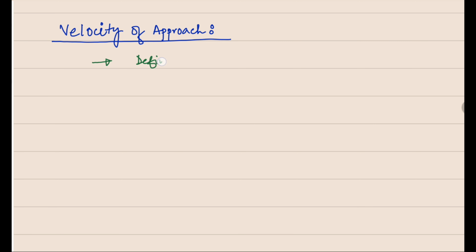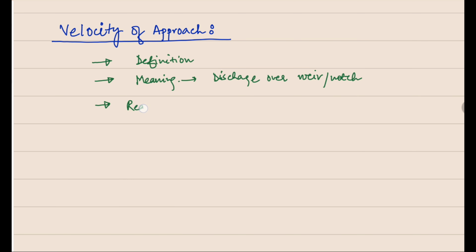What exactly is the definition of velocity of approach, and what exactly is its meaning, how the definition of this is going to affect the discharge over the weir or notch, and how the concept of the velocity of approach is implemented into real engineering problems through some empirical formulas which are available. So in three sections we will discuss this part.